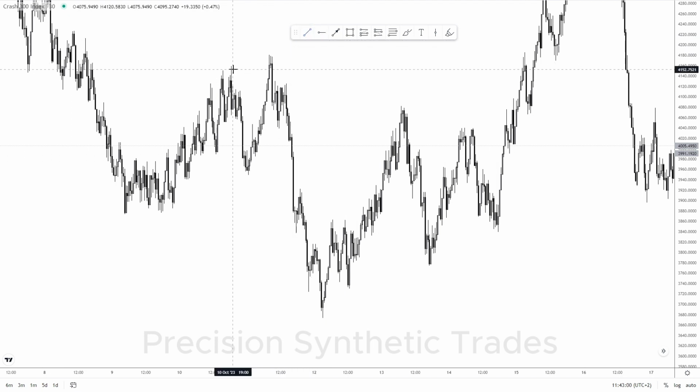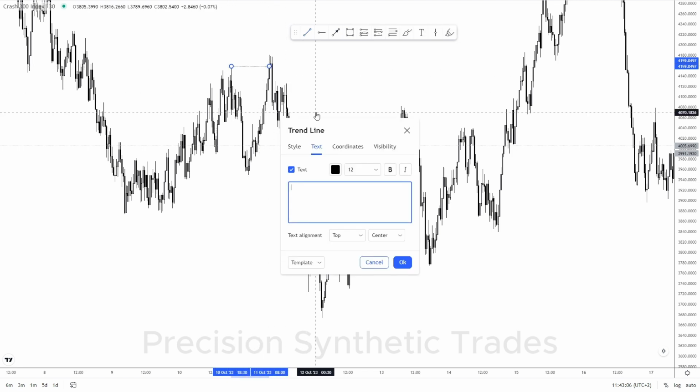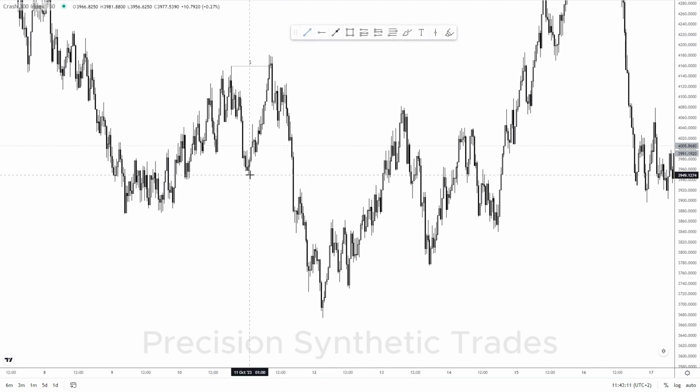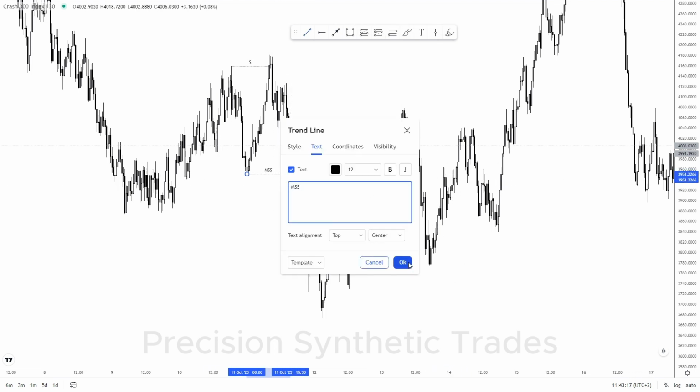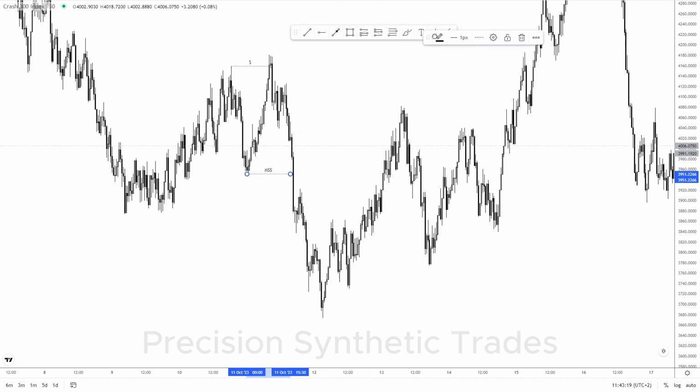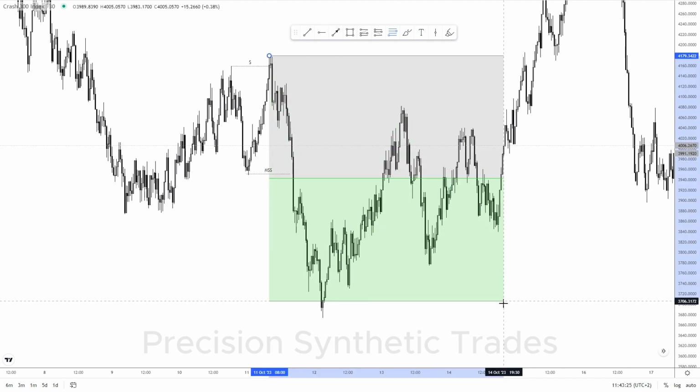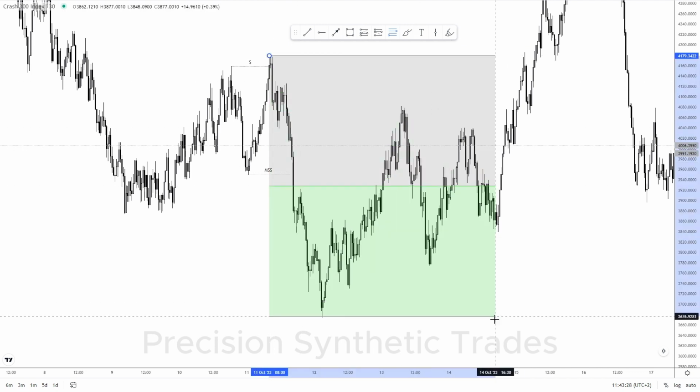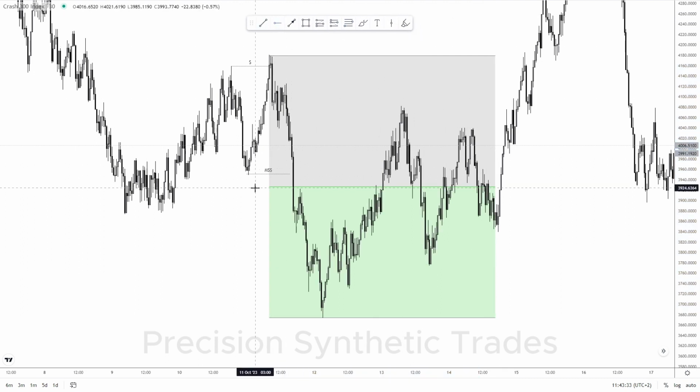So number 1, we had our liquidity sweep. Number 2, we had our market structure shift. Number 3, we had our fib level above the 50%. Let's just mark that out quickly. So there's our 50%. Then I'm going to delete this.